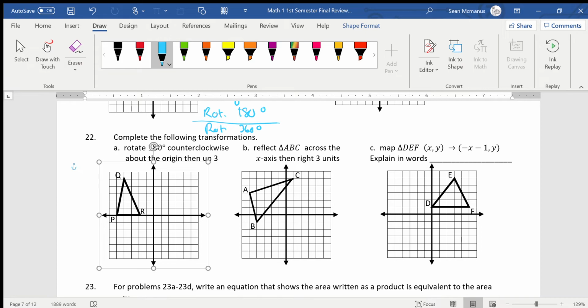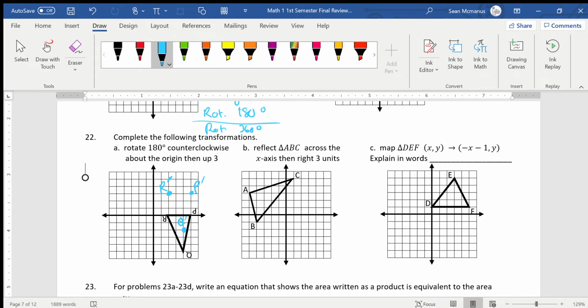So what happens if I rotate it 180? All right, that means I rotate it 180 and then up 3. So I'm going to move every single point up 3. So 1, 2, 3. That would be point R prime. P would go up 1, 2, 3. That would be P prime, and Q would go up 1, 2, 3. That would be Q prime.